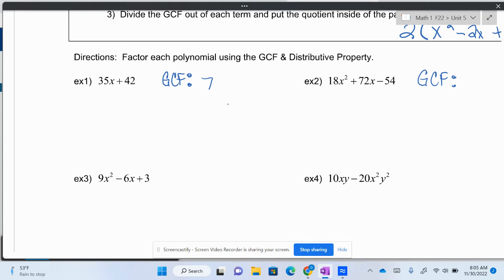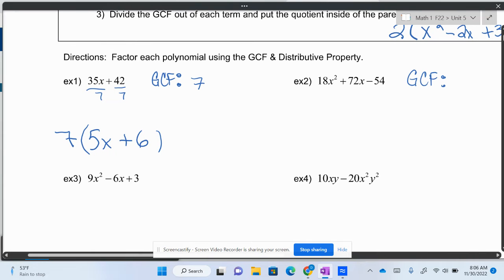Evan? It's a 7. That means I'm going to divide each one of these terms by 7. Now, just because you take it out doesn't mean it goes away. It's going to go outside of the parenthesis. Just like when we started multiplying polynomials, right? We had a number outside the parenthesis and we distributed it through. So 35x divided by 7 is 5x. And a positive 42 divided by 7 is a positive 6. Notice how I put emphasis on that positive because that's our plus, right? Does that make sense? Okay.